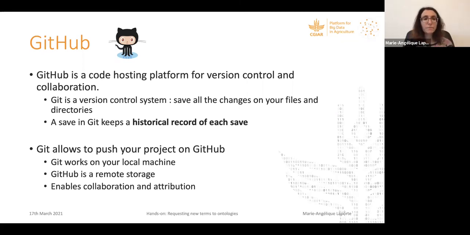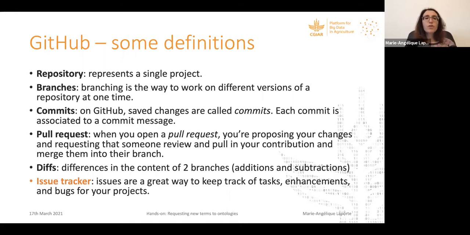Now we're going to go over some definitions on GitHub, some vocabulary, because it's going to be easier for you to understand. The key elements on GitHub are repositories. A repository represents a single project. On your local machine, it's just going to be a folder. Then on GitHub, you have branches. Branching is the way to work on different versions of a repository at one time. You have the main version of your folder, then you create a branch that's going to be a copy at first of this main branch, and then you make your changes in that branch that you just created.